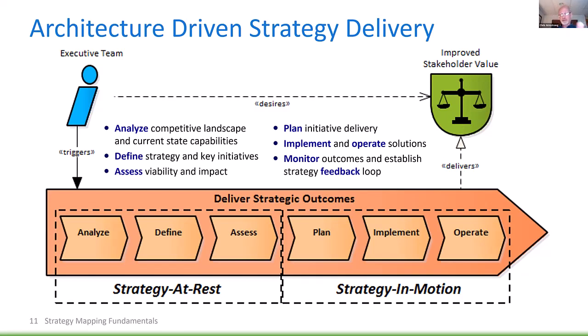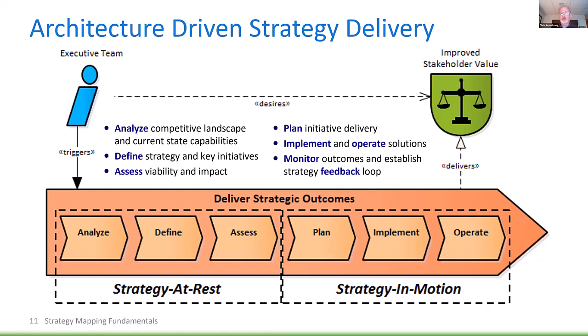But again, this is an example of a value stream diagram that represents what we're trying to do in business and enterprise architecture. So we have a stakeholder. There may be others, but the primary stakeholder is the executive team, maybe board of directors as well. What do they want? They want improved stakeholder value, whatever that might mean. And we're going to be talking about that in just a second. And it's my position that the way that we deliver upon that value proposition is we execute the deliver strategic outcomes value stream.